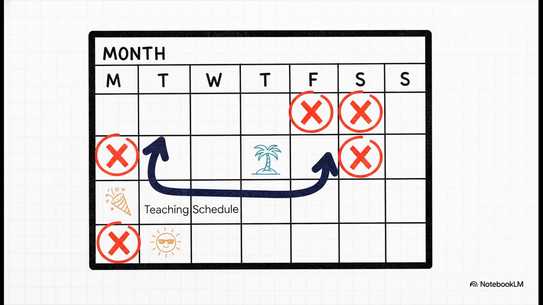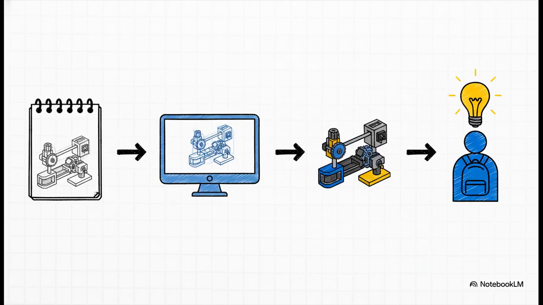And speaking of the real world, I found this fantastic little note in the course feedback. It points out that excessive Monday public holidays were disrupting the teaching schedule. It's just a small, human detail that reminds you that even a high-tech engineering course has to deal with the calendar. So from a simple 2D sketch to a fully analyzed 3D assembly, that's the journey.